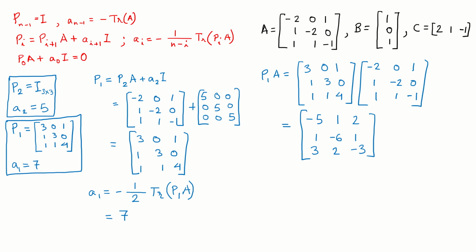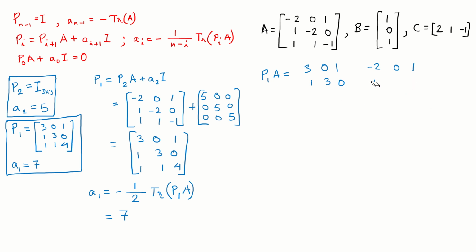So I don't need these calculations anymore, so I am just removing them. Let me keep this one for the time being. So let me go ahead and find out P0. P0 would be, as per the algorithm, P1A plus A1I.